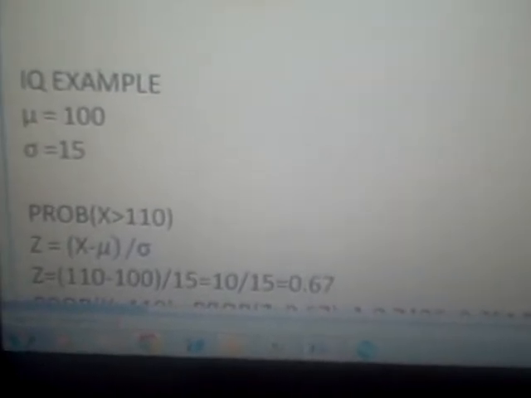So once again, we have to use our transformation. Z is equal to x minus mu over sigma. 110 minus 100 over 15, which is 10 over 15, which is 0.67. So the probability that x is greater than 110 is also equal to the probability that z is greater than 0.67, which is 1 minus the probability that z is less than 0.67, which is 0.7486, and this is 0.2514.